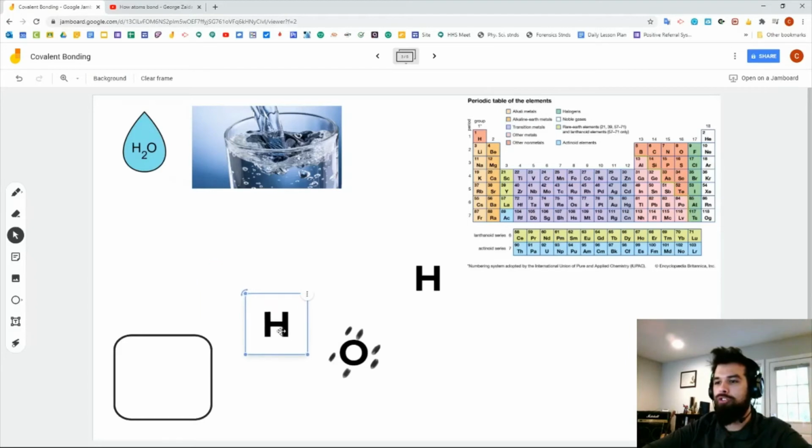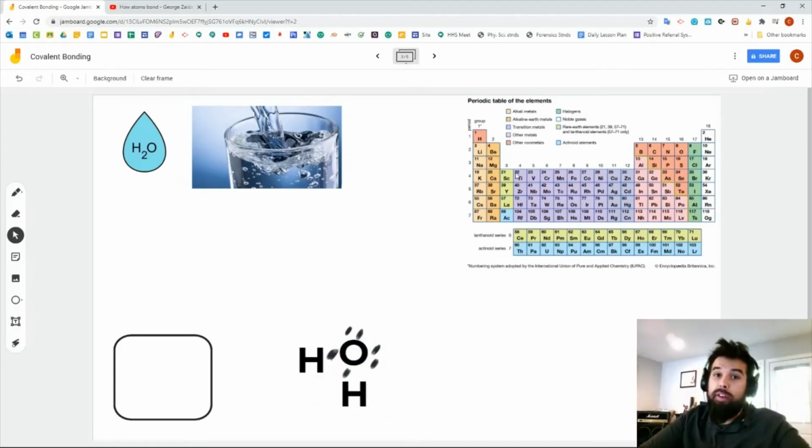So I'm going to take this hydrogen and put it right there. And I'm going to put this one right here. Okay, so now I'm just going to draw the dot diagram for hydrogen. So let's take a look at this. I know, because it's in group 1, that hydrogen just has 1. I'm going to put it right there next to that electron from oxygen, because they share that one. There we go. That is your Lewis dot diagram for water.